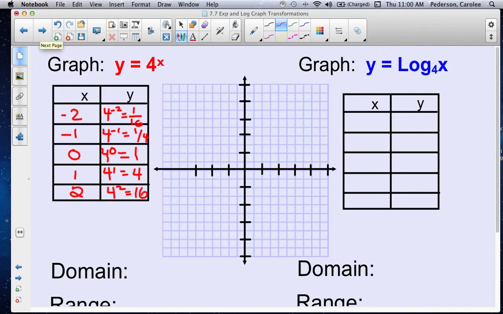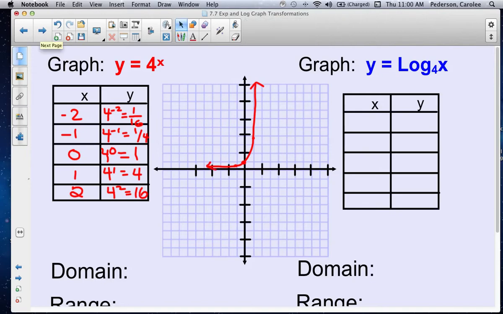So I'm just going to graph 3 ordered pairs. -1, up 1/4, over 0, up 1, and then over 1, up 4. So just a few ordered pairs to get our shape.